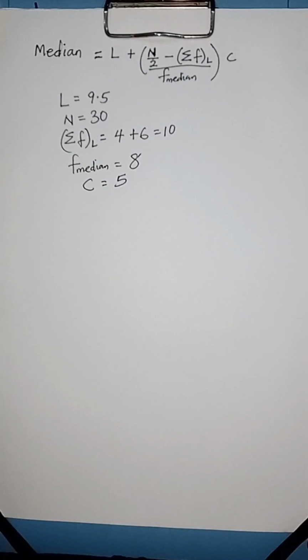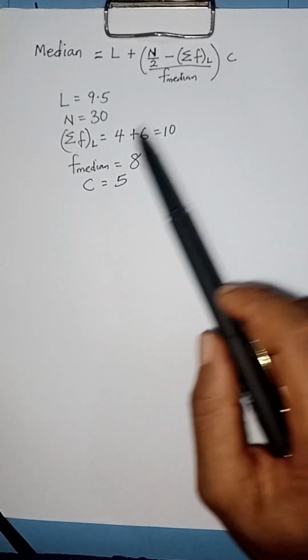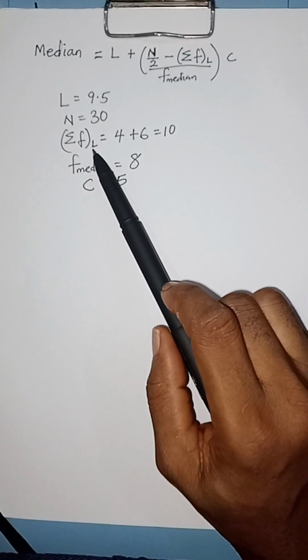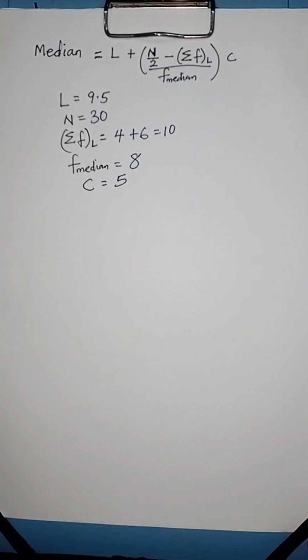Now, what does the n stand for? It is the same thing as the total frequency. If you add all the frequencies together, 4 plus 6 plus 8 plus 7 plus 5, that gives you 30. Now, what does this stand for? Summation F sub L. Well, this stands for the sum of all the frequencies of the class intervals lower than the median class. Now let's go back to the table.